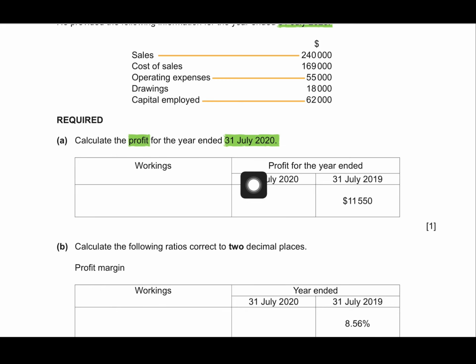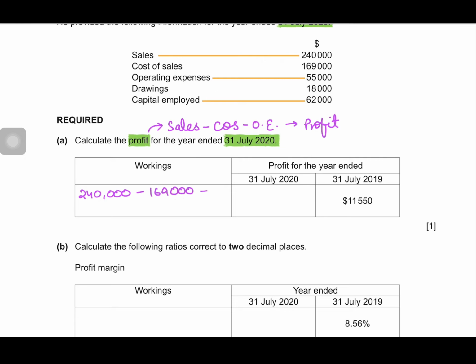So how do we calculate profit? We know that we take the sales, we subtract the cost of sales, then we have the gross profit, but in this question we are asked to calculate the net profit, the final profit for the year. So from gross profit, that is sales less cost of sales, we will further subtract the operating expenses, and then we will have our final profit for the year. So sales is 240,000, less cost of sales are 169,000, and less operating expenses amounting to 55,000, right? These three figures we will be using to calculate profit.